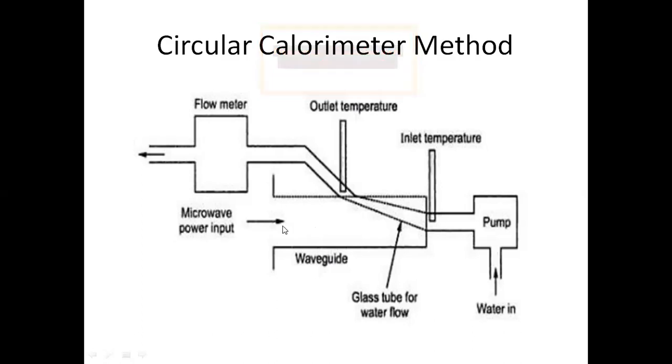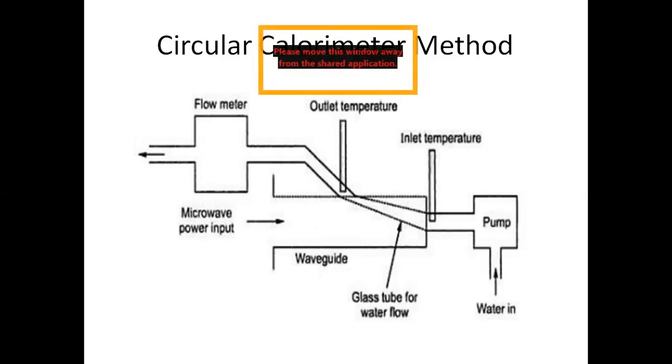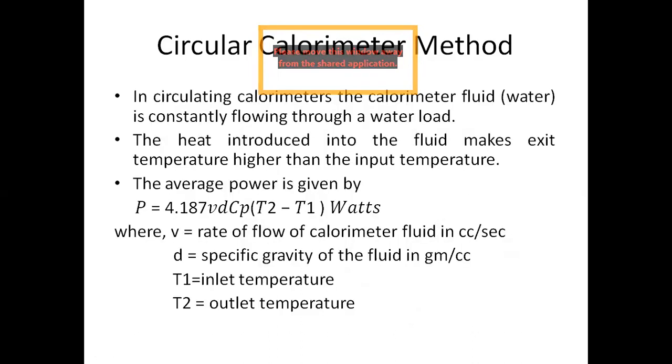Once these microwaves are incident into the bath of water, the temperature of the water increases due to the heat from the microwaves. So first without microwaves we take a reading, and then with microwaves we take a reading. Based on the difference between the two readings, we can easily find the average power. This is found using the formula P is equal to 4.187 V D Cp (T2 minus T1). V is the rate of flow of the fluid.